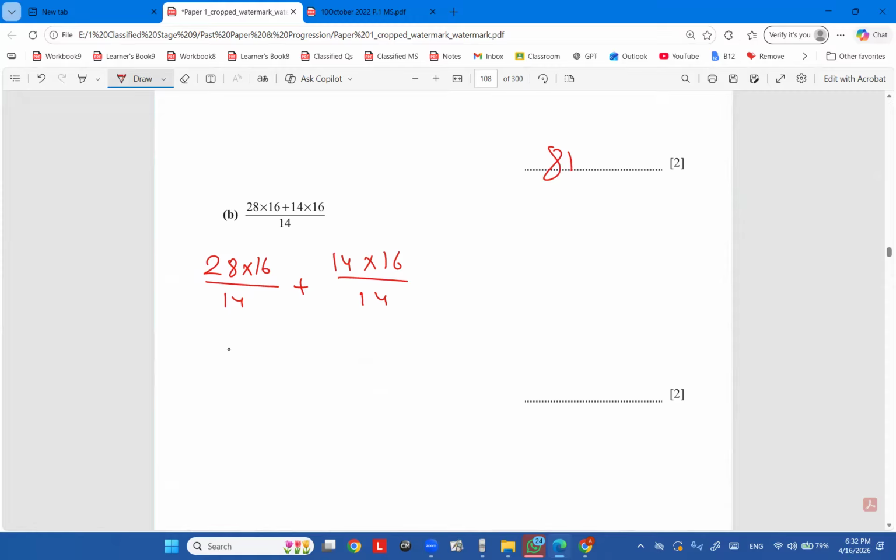You can now simplify. But you have to split them first. So you can now simplify. Dividing it by 14 is 1, dividing it by 14 is 2. So 2 times 16 is 32. Plus, dividing it by 14 is 1, dividing it by 14 is 1, so you got 16 left. So 32 plus 16 is going to give you exactly 48.